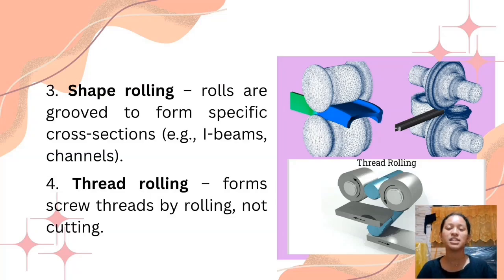Lastly, we have thread rolling. It forms screw threads by rolling, not cutting. It makes threads stronger, smoother, and faster to produce. So, in simple terms, shape rolling makes structural shapes, while thread rolling makes screw threads.